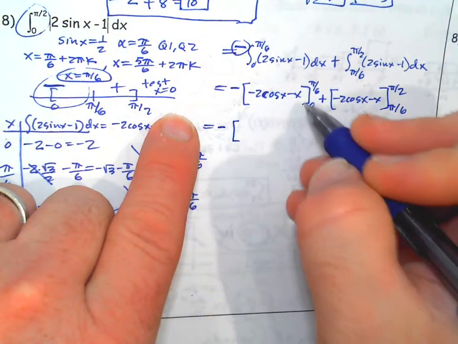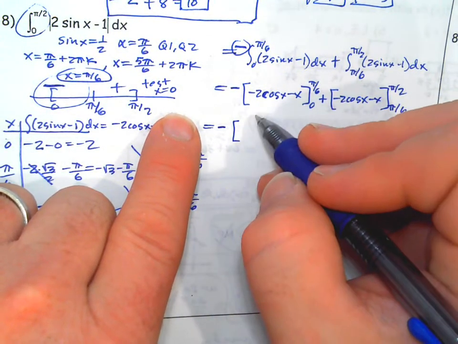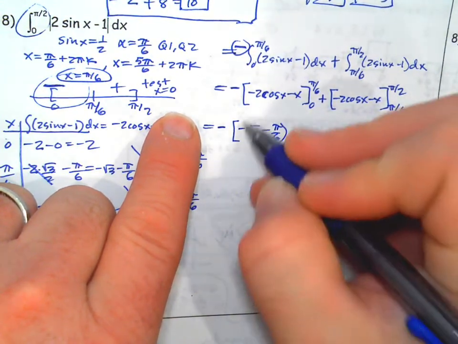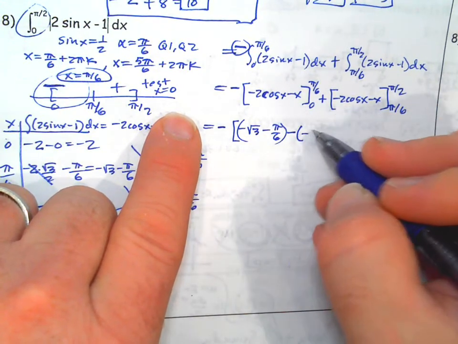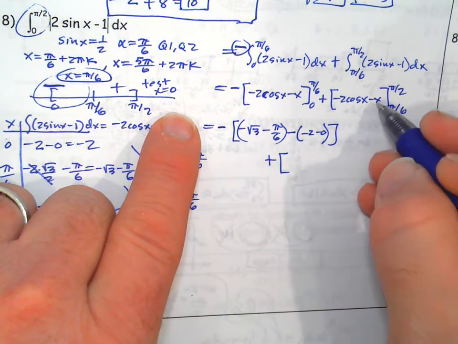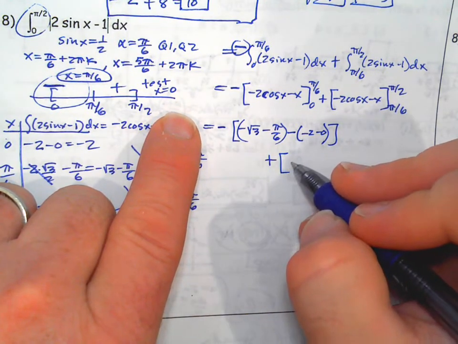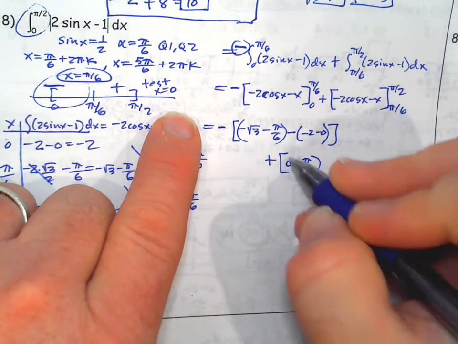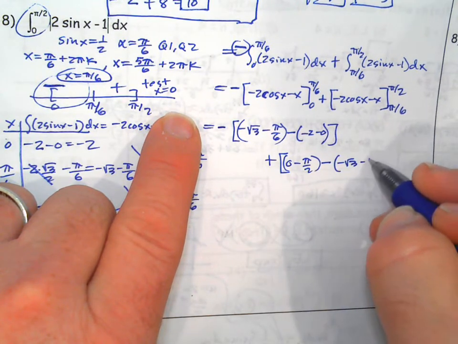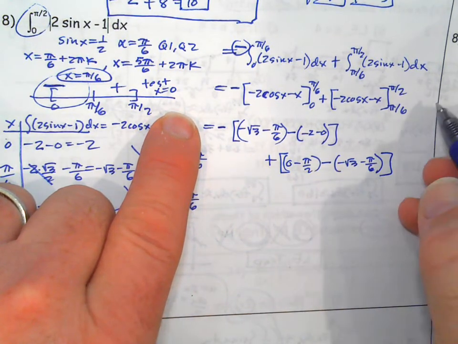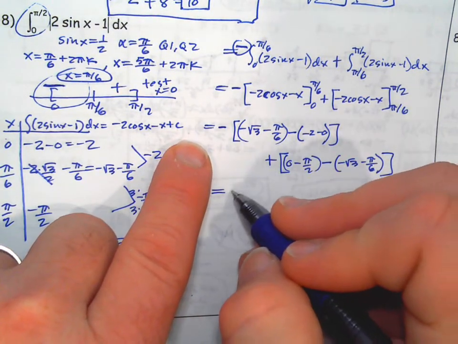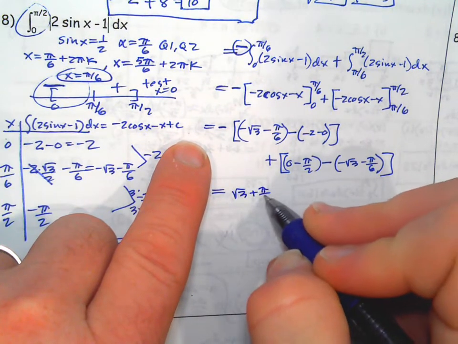So if I plug pi over 6 in, that's going to be root 3 over 2, so it's going to be negative root 3 minus pi over 6. If I plug 0 in, it's 1, so it's going to be negative 2 minus 0. And then I plug pi over 2 in, and that's going to be 0 minus, and plug pi over 6 in, that's going to be root 3 over 2, it's going to be negative root 3 minus pi over 6. So now we just got to keep going. This is going to be positive root 3 plus pi over 6 minus 2.